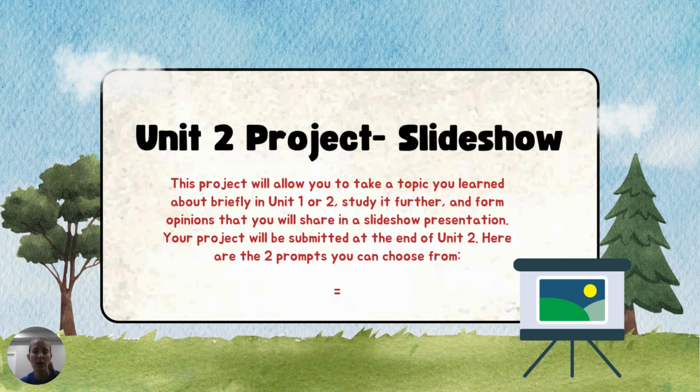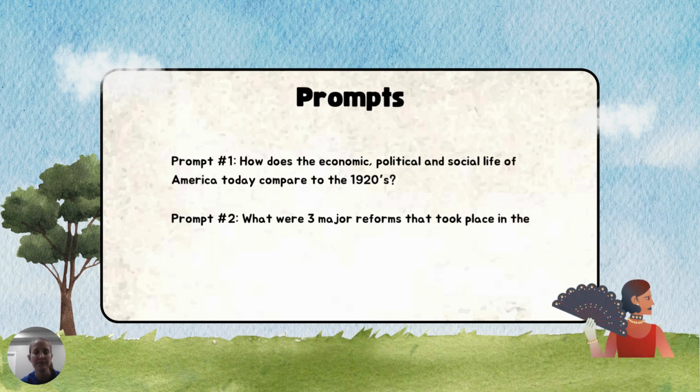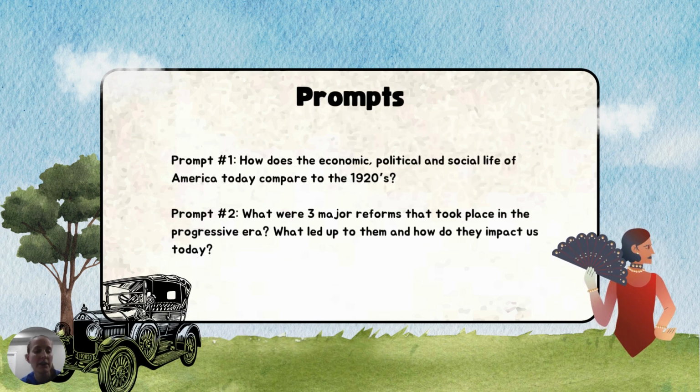Here are the two prompts that you can choose from. Ready? Prompt number one: how does the economic, political, and social life of America today compare to the 1920s? And prompt number two: what were three major reforms that took place in the progressive era? What led up to them, and how do they impact us today?